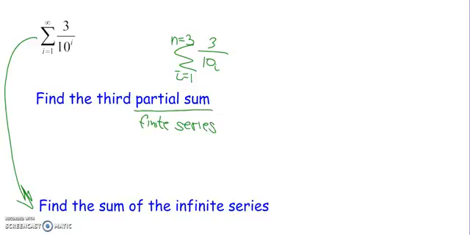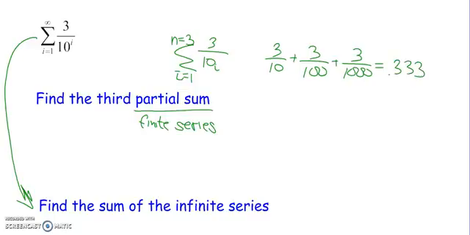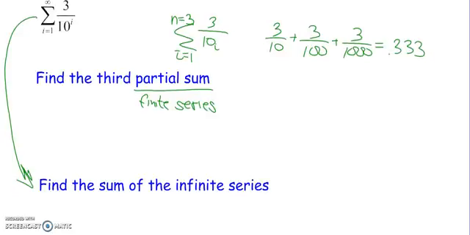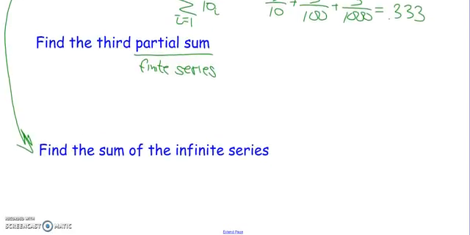So the first term here is going to be 3/10. Plus, the second term would be 3 over 100, and the next term would be 3 over 1,000. And if you were to add that up, it would be 0.333. That would be the finite sum, the third partial sum.